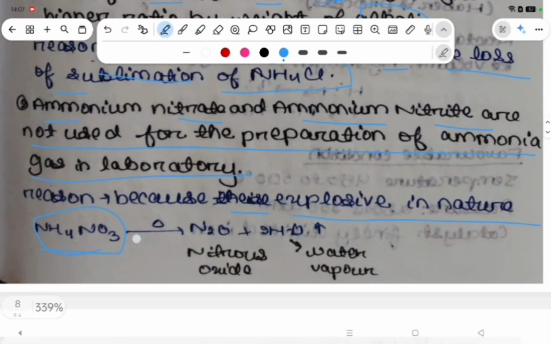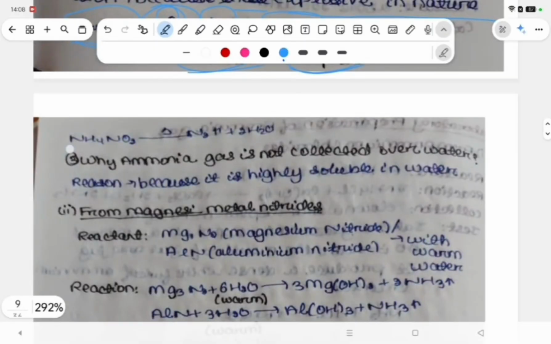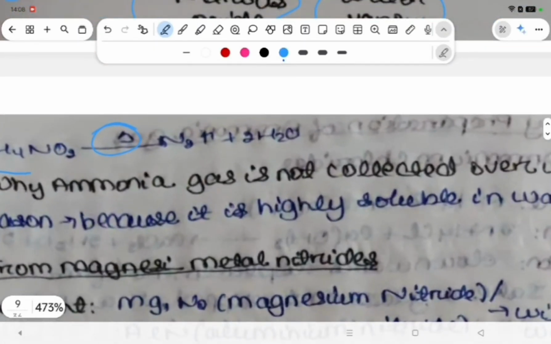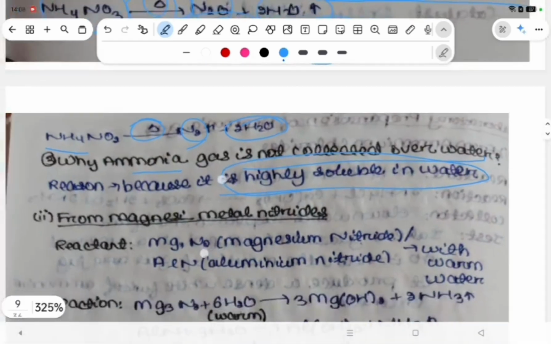NH4NO3 on heating gives N2O plus 2H2O, nitrous oxide and water vapor. NH4NO2 on heating gives N2 plus 2H2O. Why is ammonia gas not collected over water? Because it is highly soluble in water.